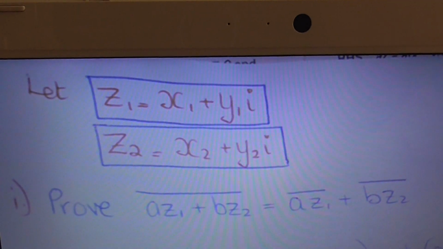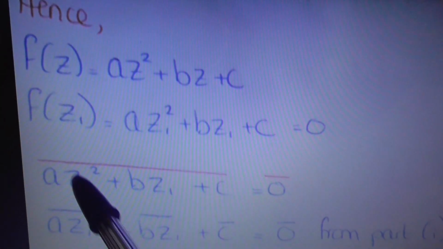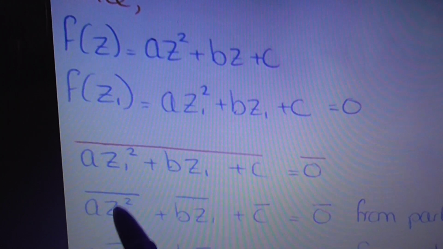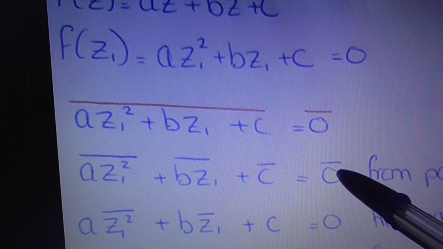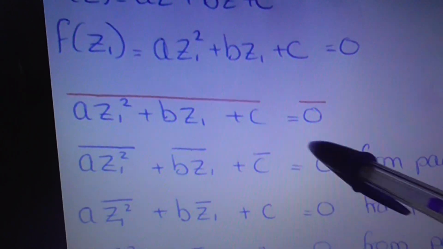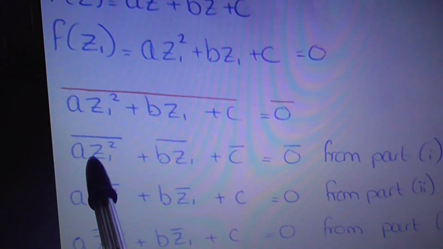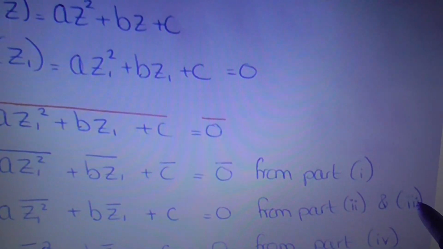So I'm going to use that knowledge now for the first line of part 4's hence. So the conjugate of all of that, I can just separate it out. It's az1 squared conjugate plus bz1 conjugate plus c conjugate is equal to 0 conjugate. Now, c is just a constant, and so is 0. So if you get the conjugate of both of them, they're just the same numbers. Okay? Now, to go from this line to the next line, I'm going to use parts 2 and 3.